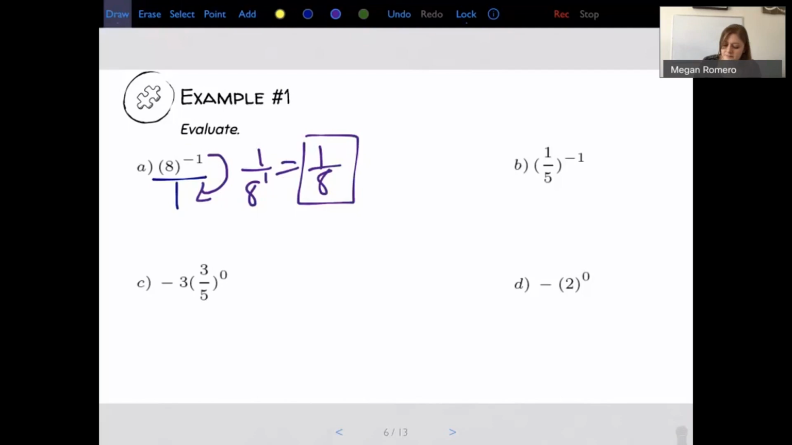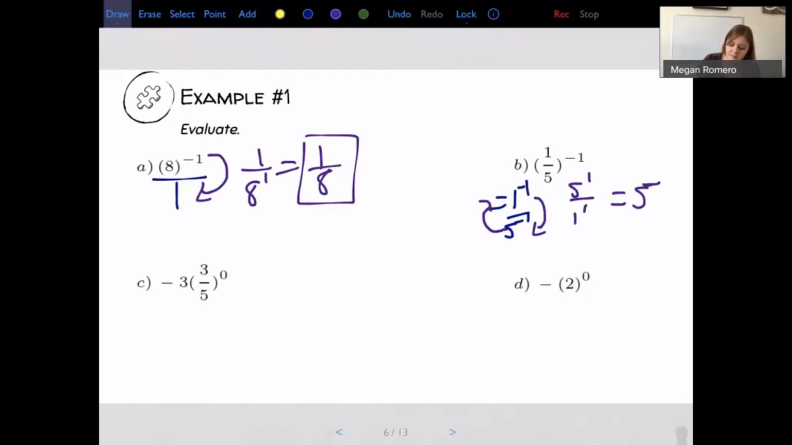Example B, 1 over 5 to the negative first power. In this case, you can do a couple of different things. We can either take this as 1 to the negative 1 over 5 to the negative 1. To make the exponent positive, the base with the negative exponent changes positions in the fraction, which means that the 5 to the negative first will go to the numerator, and the 1 to the negative first will go to the denominator. And when they change positions, the exponent is positive, so this is just equal to 5.